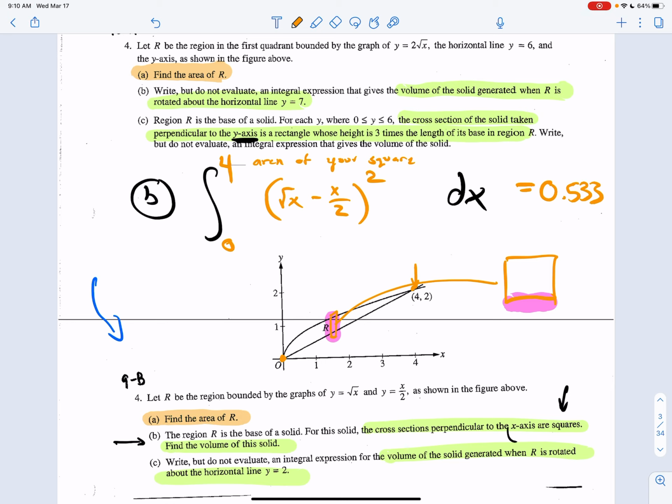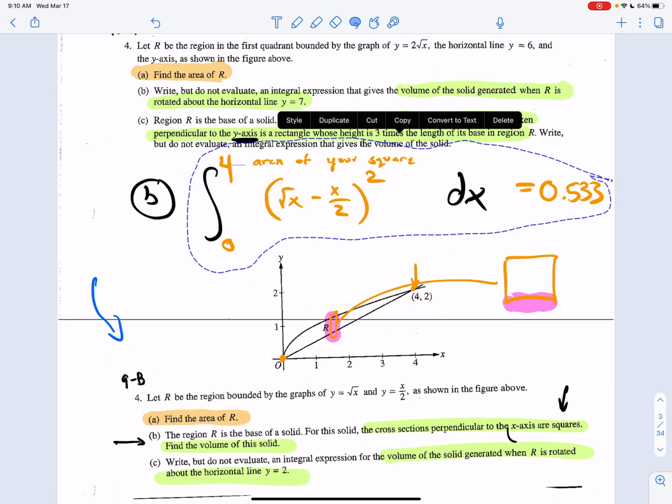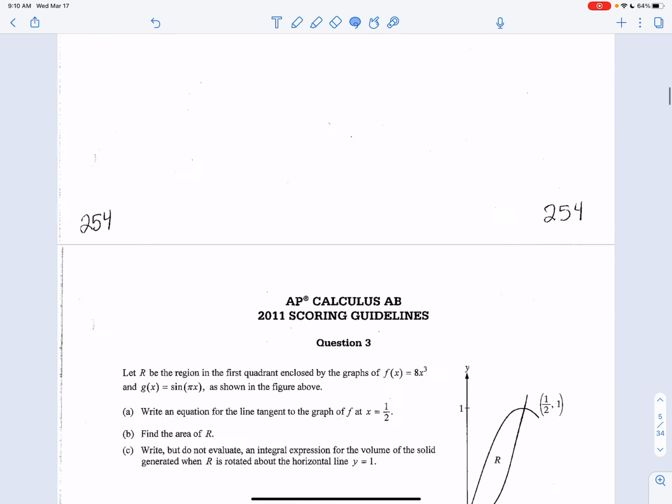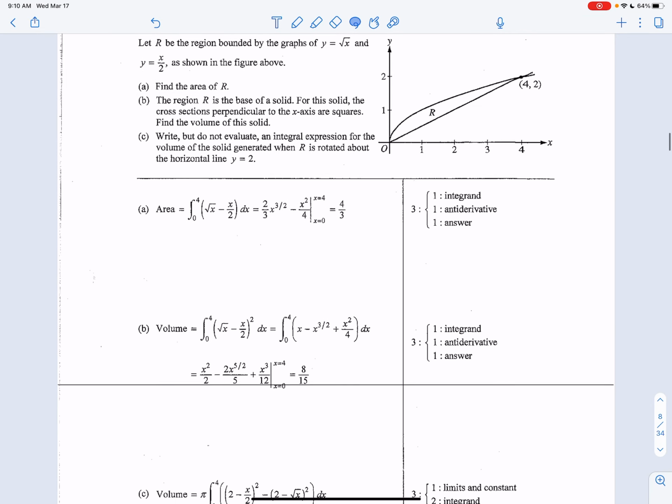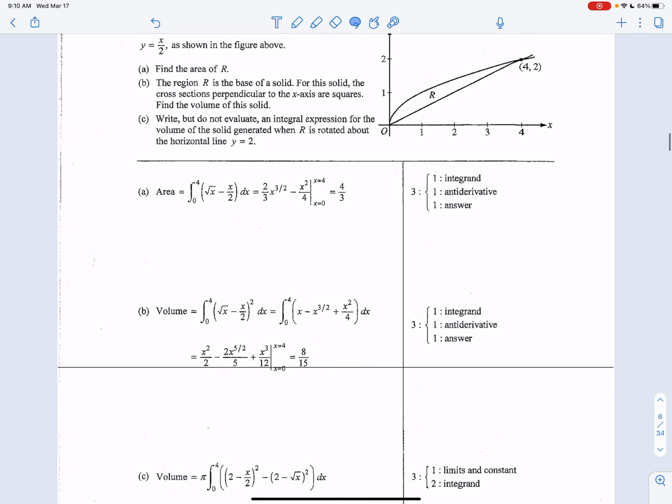Okay, let's take a look. Let me go ahead and copy this. Okay, 2009 Form B. Let's find it. This is what I got here. Oh, this is a non-calculator question. Whoops. Okay. I thought I was in the calculator active section. Okay, so I guess we can't use the calculator.